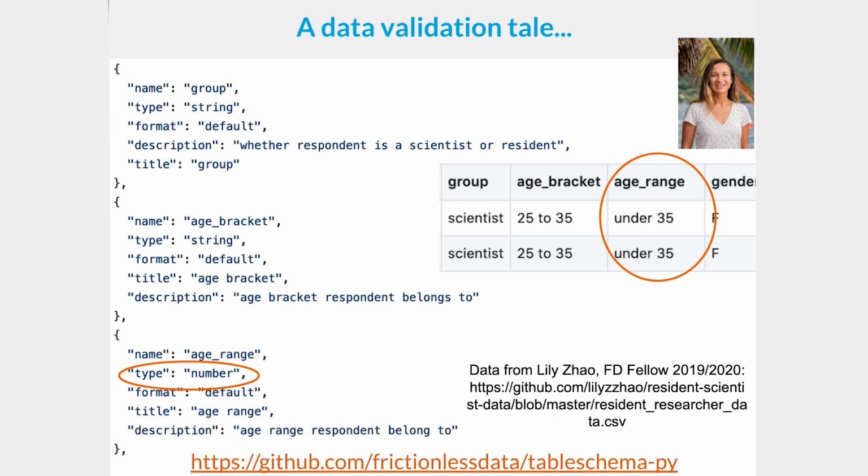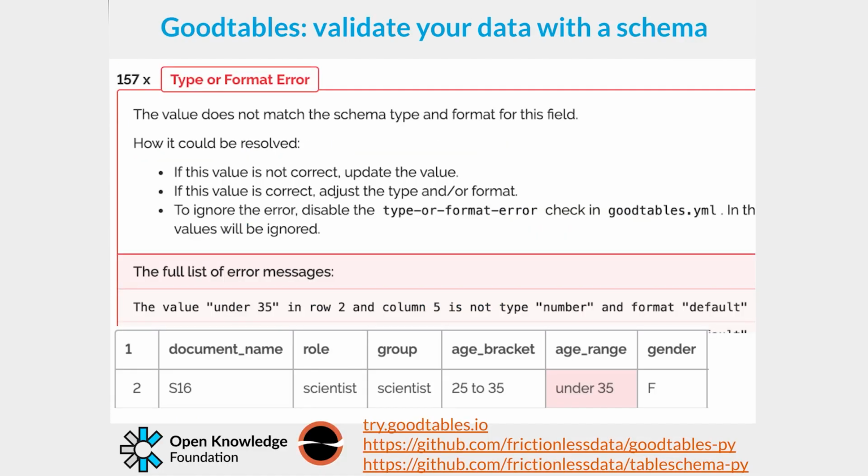So this is an error, and I'm going to show you how we can use Frictionless Data tools called Goodtables to validate this data. So this is Goodtables, the browser tool, and here you can insert your raw data and optionally a schema to validate your data, which is what we've done here looking at Lilly's data that I just showed you. And we get an error, which is what we expected because we know that it should have been string and not number. And that's what Goodtables tells us. Here's our error message. The value under 35 in row 2 and column 5 is not type number. So we know the exact problem with our data and we know where to find it, so we can go in and fix it.